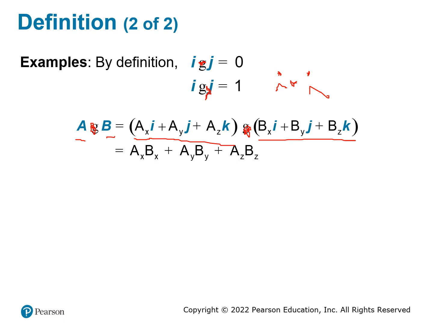Therefore, the result is only multiplying the same component direction, that is AX times BX, AY times BY, AZ times BZ. So it's very simple to do this kind of dot product. You just simply need to multiply the amplitude in the same direction, and that is the dot product result.